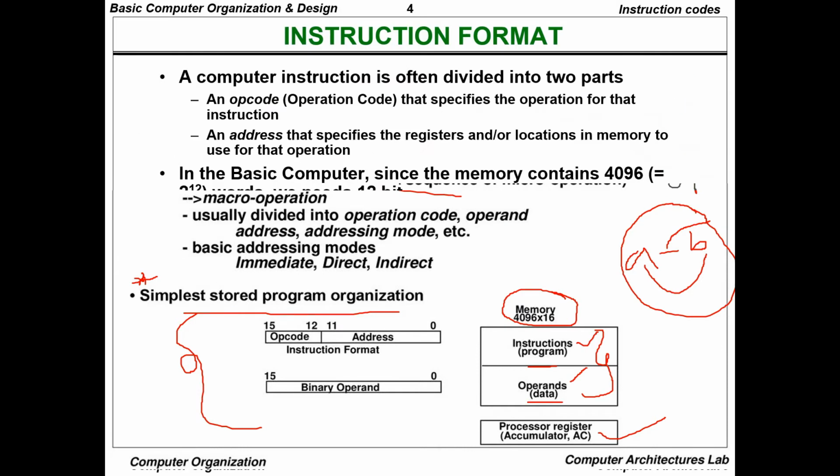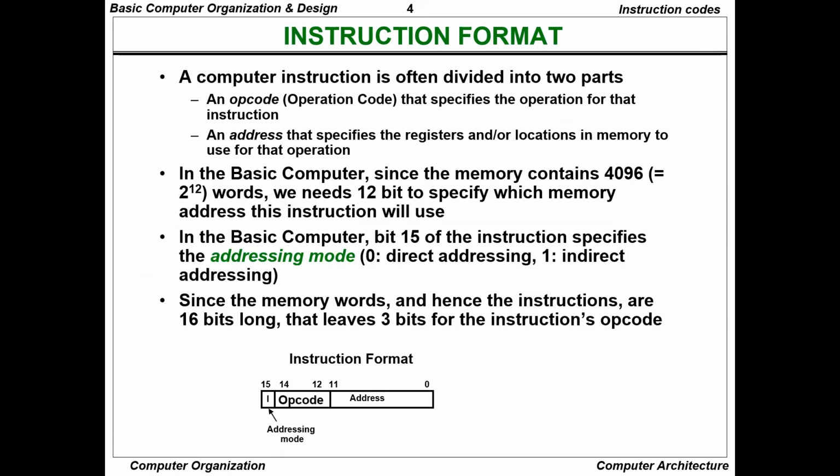And coming to the instruction format. This instruction format is most important. As we know, a computer instruction is often divided into two parts. Just now I said an opcode and address. An opcode specifies the operation for that instruction, and the address specifies the location in memory. And here comes, in the basic computer, remember, since the memory contains 4096, how many words do we have here?